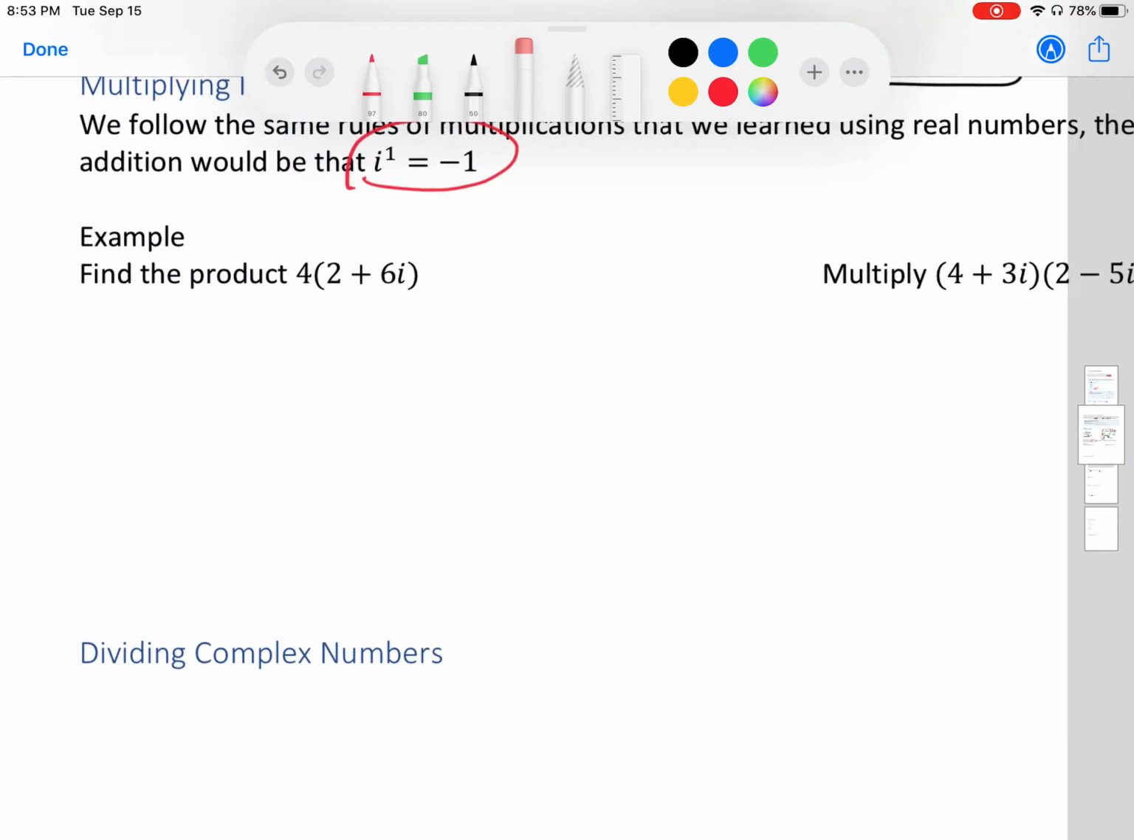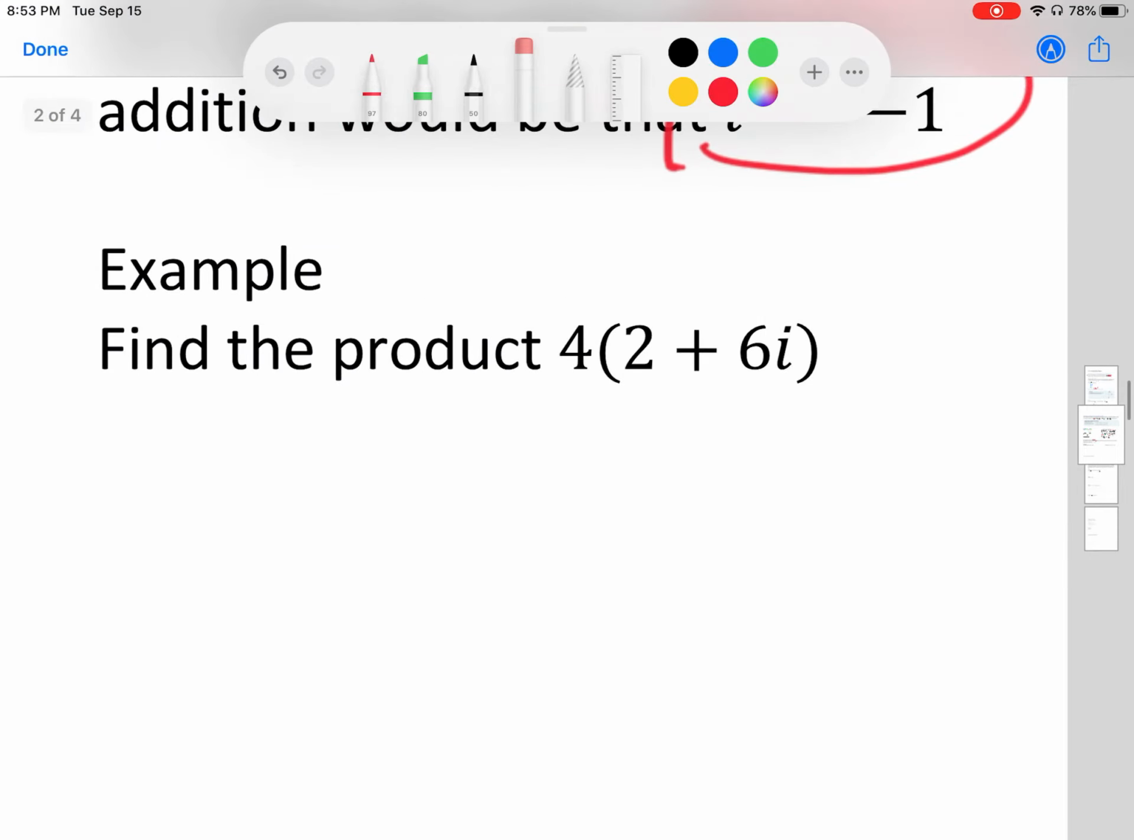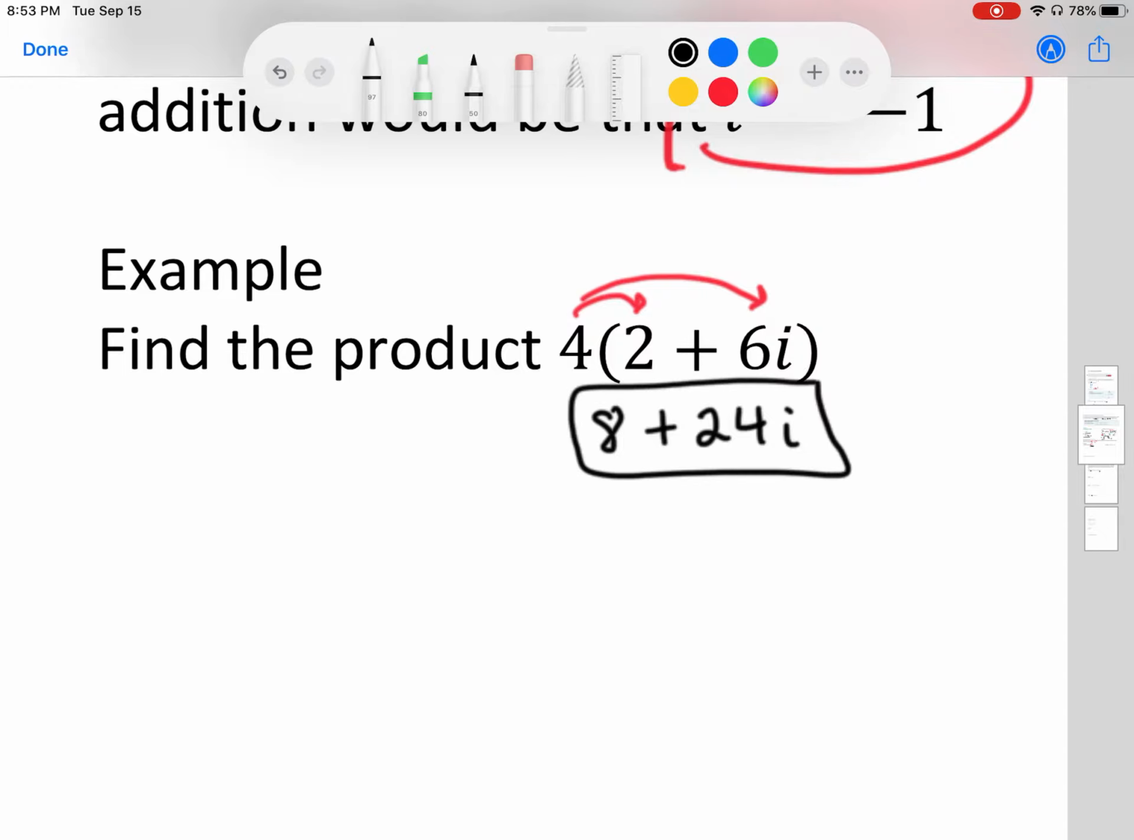Okay, so let's take a look at this first example. We want to find the product of 4 times 2 plus 6i. Let's begin by distributing this 4 into our parentheses, so that we have 4 times 2, that's 8, plus 4 times 6, 24. So we have 8 plus 24i as our answer.